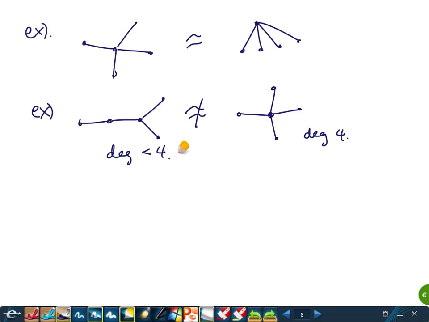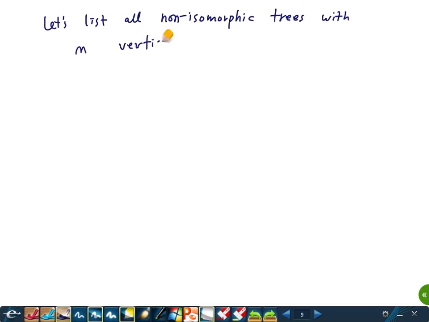In general, deciding whether two graphs are isomorphic or not is a difficult problem if the graphs are very complicated, if the number of vertices is large. But if the number of vertices is small, then for trees, we can list them. Let's list all non-isomorphic trees with n vertices, for small n, like 1, 2, 3, 4, 5.